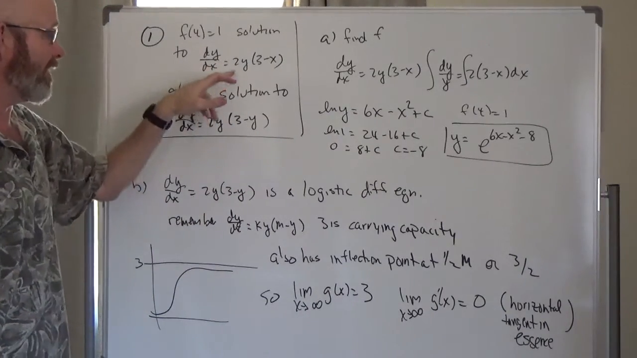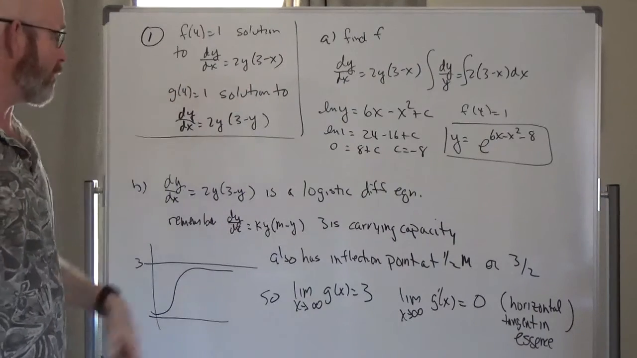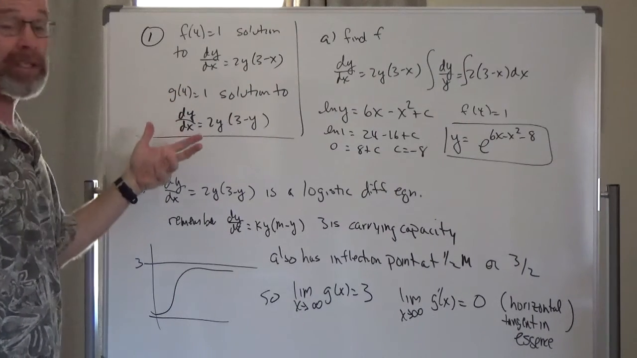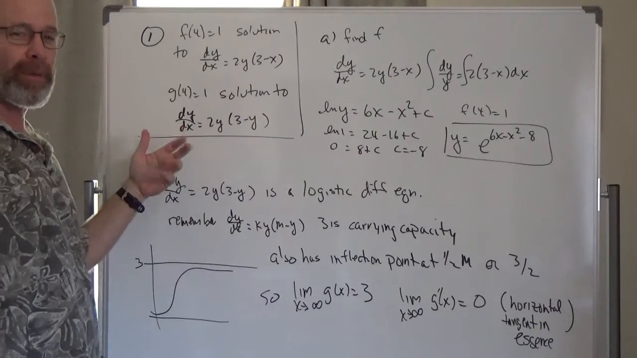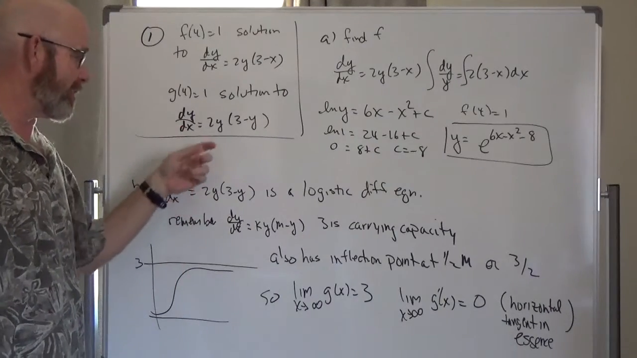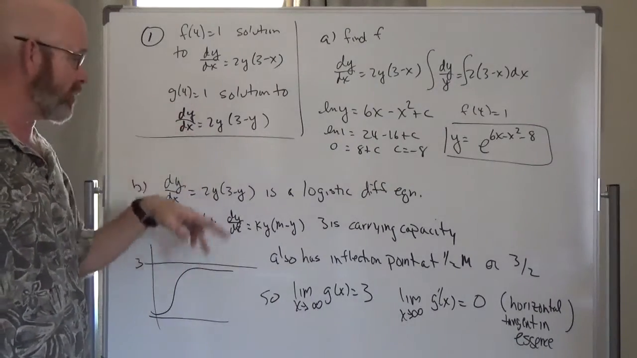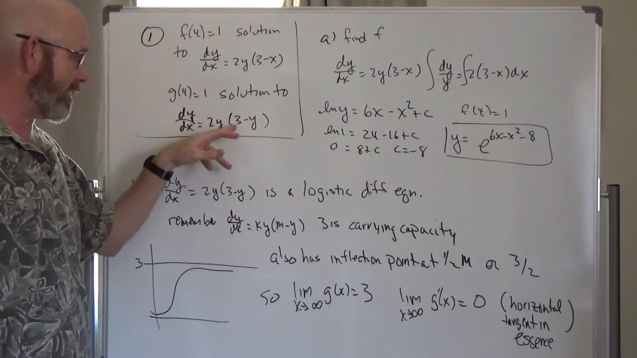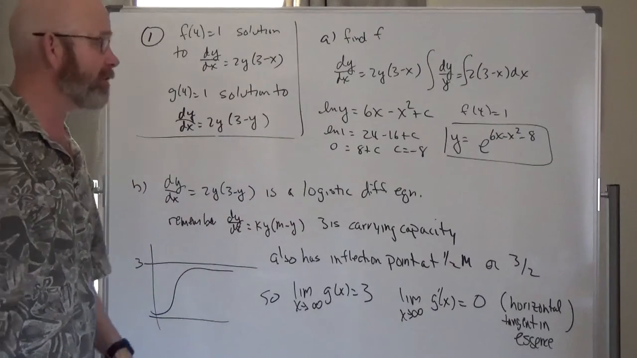We got this one, which is a normal separable differential equation. And then we have this one, which is also a separable differential equation, but I don't know if you remember, it's one of those really impossible ones to solve. It's actually called a logistic differential equation: dy/dx equals ky times (m minus y), which I'll talk about here in just a second.